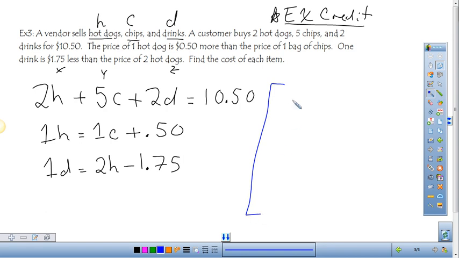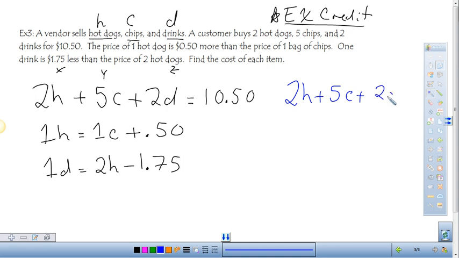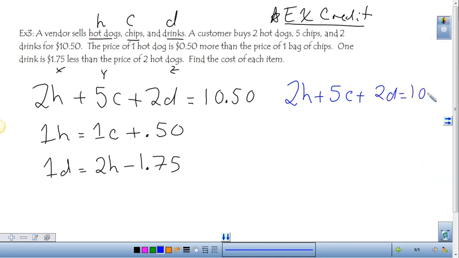So we need standard form. Let's do standard form first. So we've got 2H plus 5C plus 2D already in standard form, and that's 10.50. This guy, I've got 1H, I've got a C over here, so I'm going to have to subtract it from both sides, so minus 1C, and no drinks gives me 50 cents.